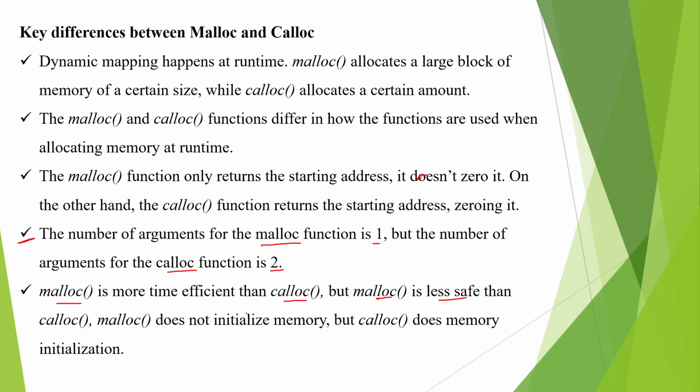This difference we already discussed. Malloc does not initialize the memory, but calloc does initialize the memory. Initialization in the sense that it will initialize to a default zero or null character. Hope it is clear. These are some of the key differences between calloc and malloc: block memory allocation, contiguous memory allocation. Hope it is clear. We'll go to the next one.